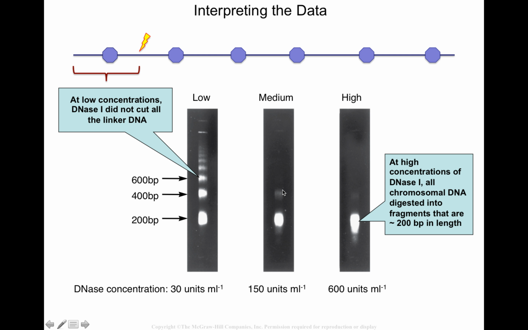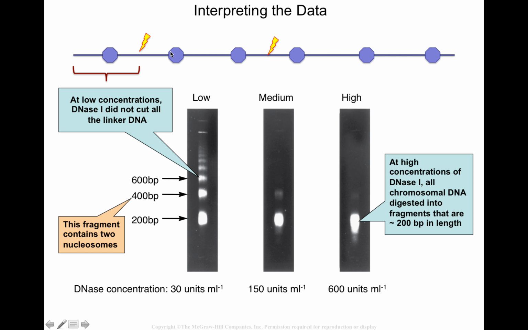Okay, at low concentrations, you would expect that the DNase 1 would not cut at every single spot that was available because there wasn't enough enzyme to cut at every single spot. So in our diagram above, it might cut here, and it might also cut one more time, say here, and nowhere else in this stretch of chromatin.